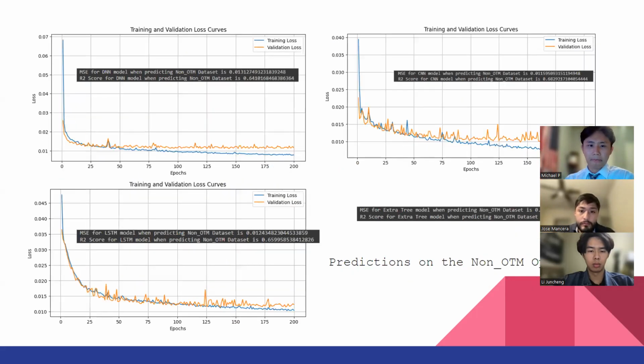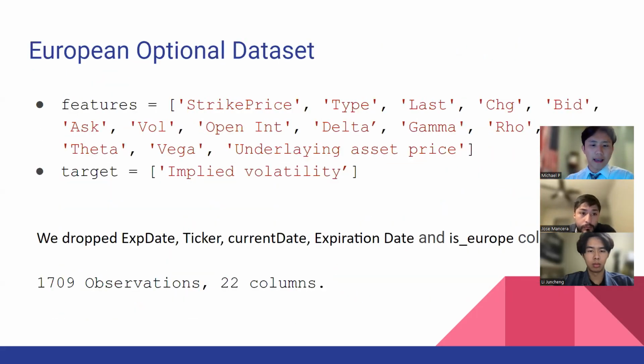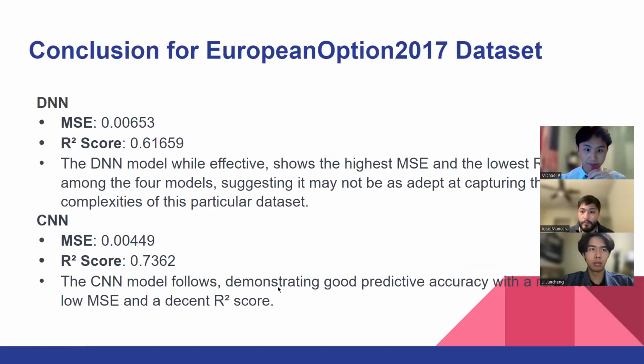And of course, the last part that we have here is our European optional data set. This one is a little different, as you can see on the first row here. The first line, the features, has so many different things. And of course, for the target, we're doing the same regression over here. Definitely not as many observations, but it definitely has more columns here.